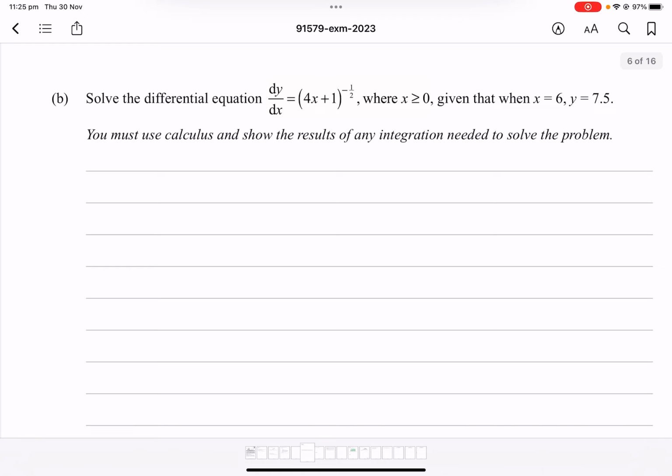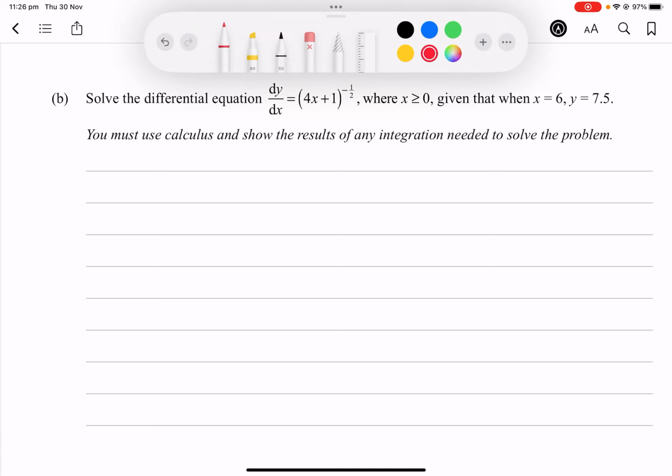So question B, we want to solve the differential equation dy on dx equals to (4x plus 1) to the power of negative half, x is some non-negative number, given that when x equals to 6, y equals to 7.5. Alright, so it seems like a pretty straightforward integration question. So we have y equals to the integral of (4x plus 1) to the power of negative 1 half dx. In this case, we want to increase the power by 1, so it becomes a half. We want to divide by the new power, so that's going to be multiplied by 2.